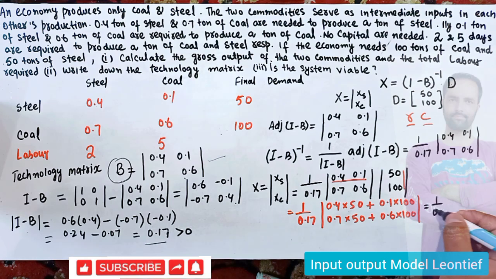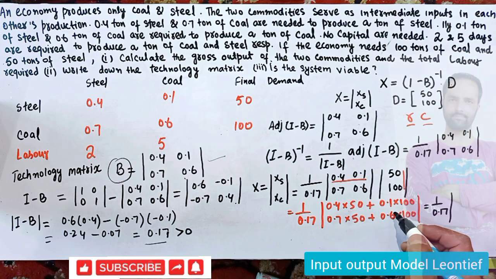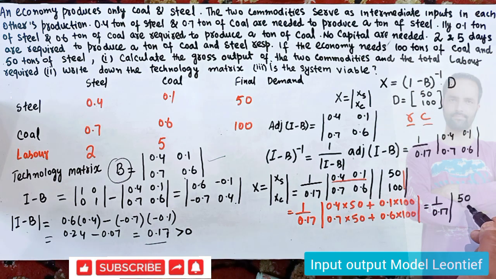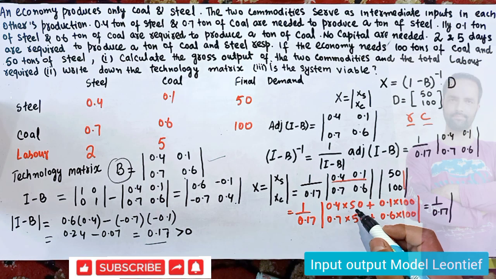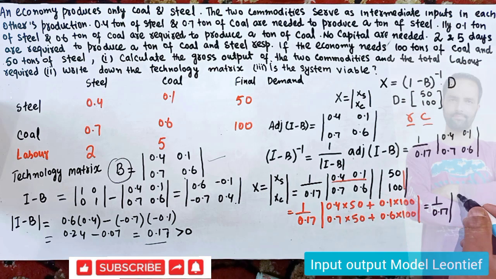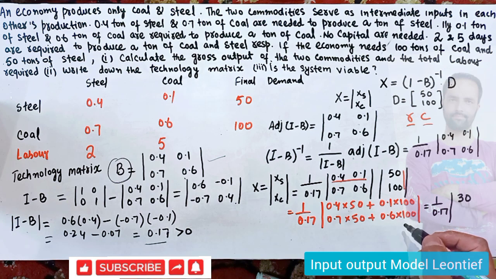1 upon 0.17, then 0.4 into 50. So 0.1 into 100 is 10. Now 40% of 50 comes out to be 20. So 20 plus 10 is 30, so we will have 30 here. So 70% of 50 will be 35, and 60% of 100 is 60. 60 plus 35 is 95.